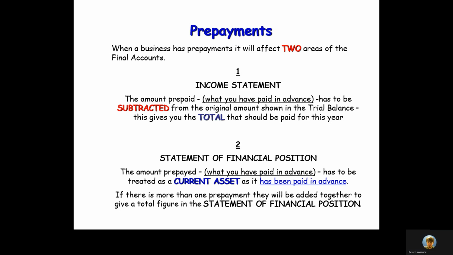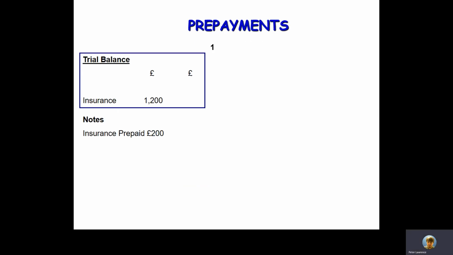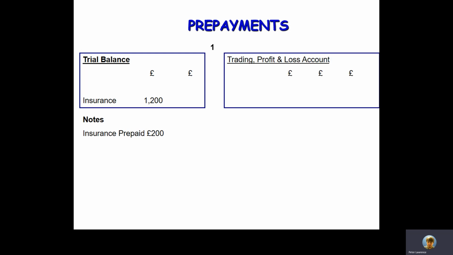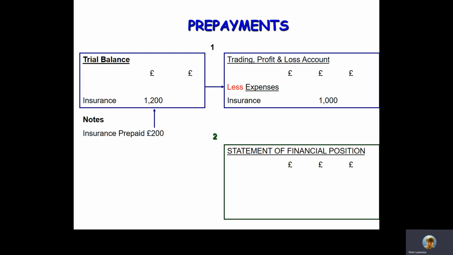So we've got insurance of £1,200. It's been prepaid by £200. That would reduce the value of the expense in the profit and loss and also create a current asset on the balance sheet of £200. All right. We have paid for something we have not yet used, so we are owed that product or service.